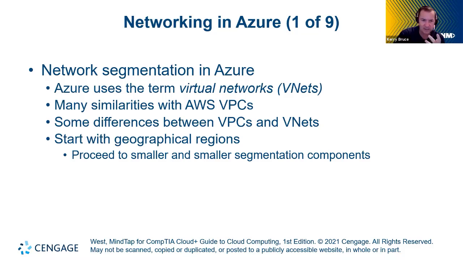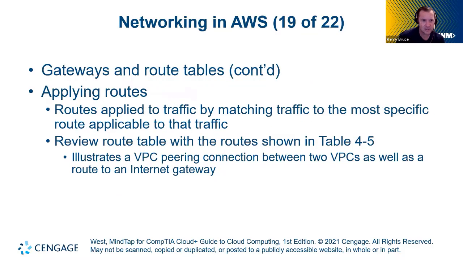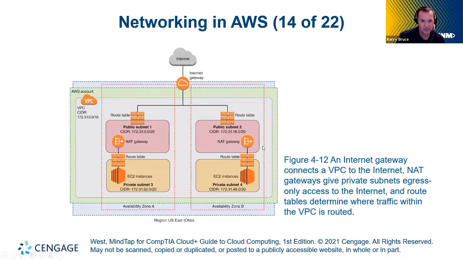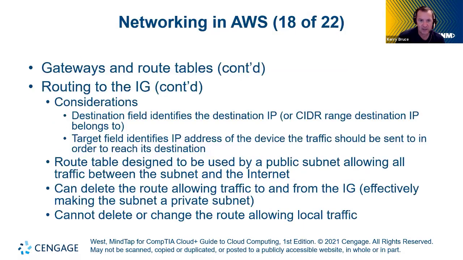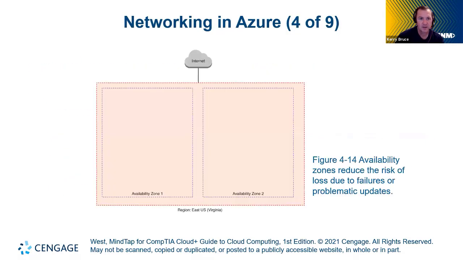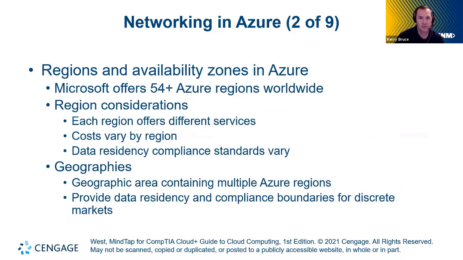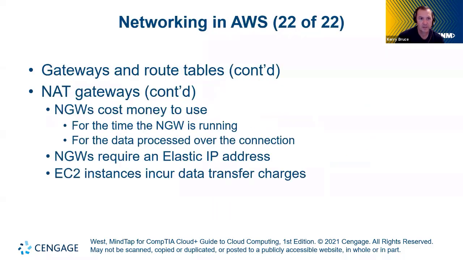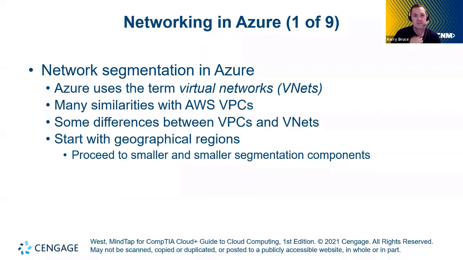Okay, so now that we understand a little bit about how AWS operates, right? This picture here, right? We're going to take a look at Azure and how they do things the same and how they do things differently, right? We're going to start off right here. We don't use the term VPCs with Azure. We use the term VNets. Okay. There's lots of similarities. There are some differences. We're going to start with the geographic regions.